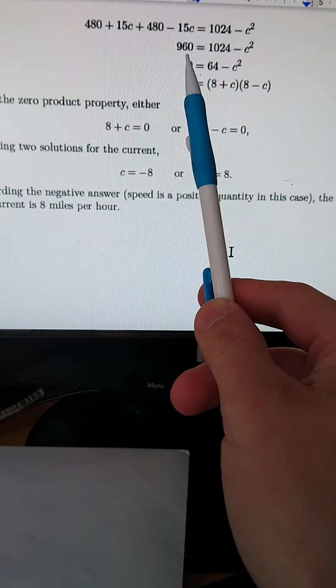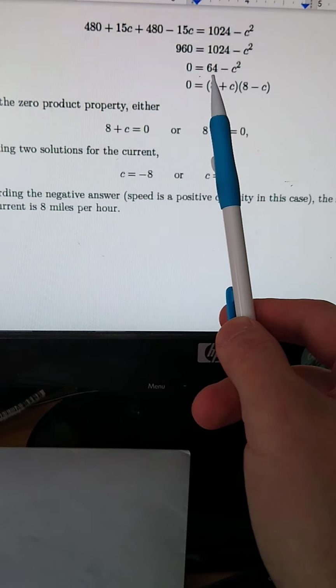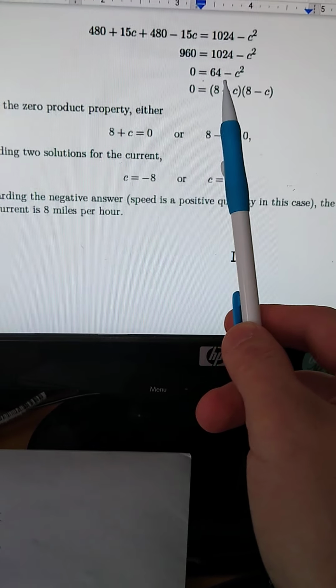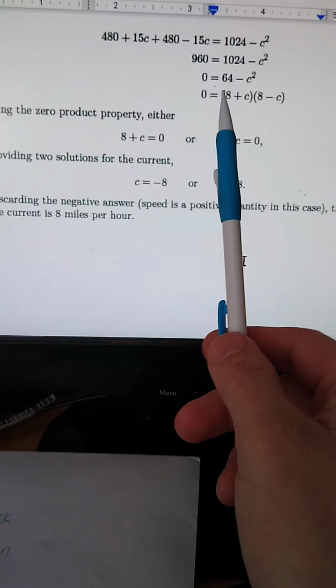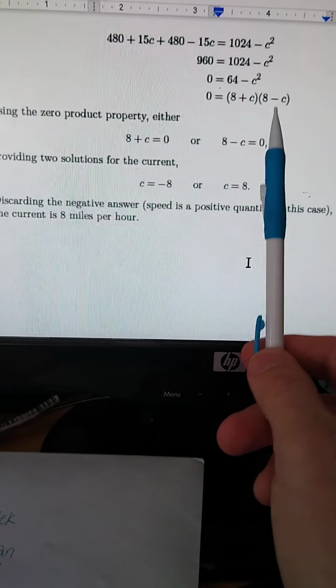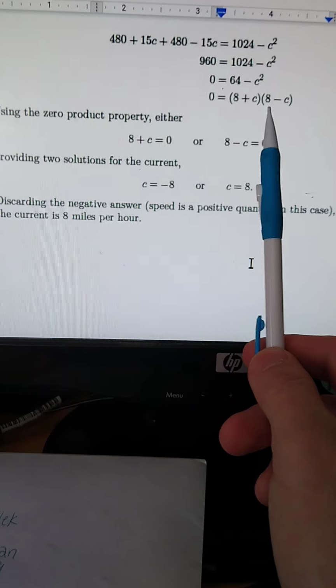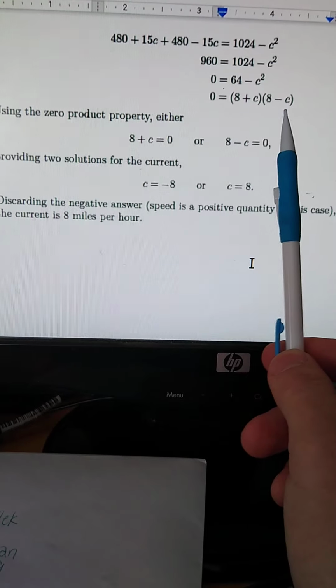When I set this equal to 0, I would subtract 960 from 1024. Gives me 64. That's a conjugate rule. And we can flip this around if you really want to by taking a negative out, but we can just keep it in this reverse order. A plus B, A minus B. 64, 8 and 8, c squared. So this would be 8 plus c, 8 minus c.